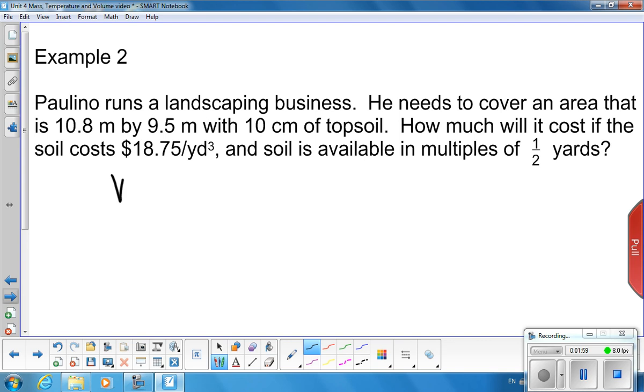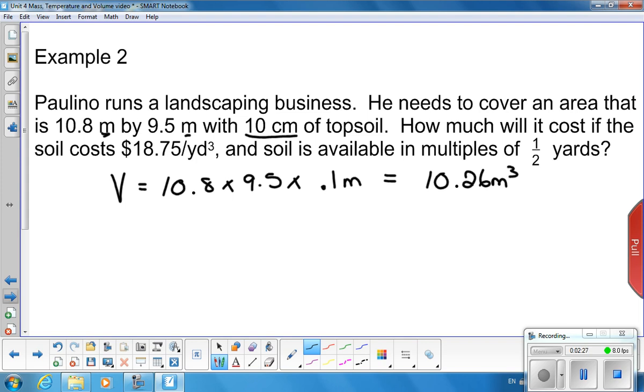So the total volume that he needs is 10.8 times 9.5 times, now we need to be careful here because this 10 centimeters is different units than our other two measurements. So we're going to change that 10 centimeters into meters first. So 10 centimeters is 0.1 meters. Multiplying that out gives us a total volume of 10.26 cubic meters.